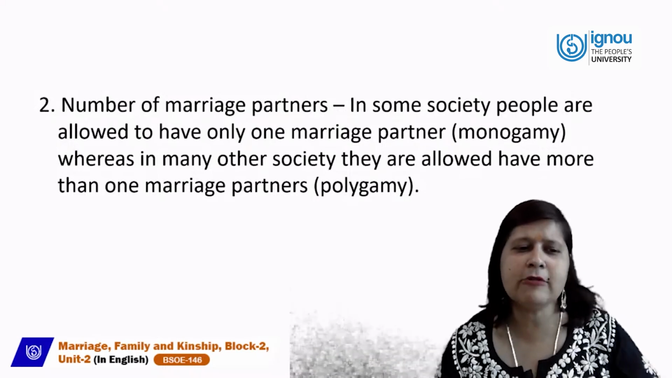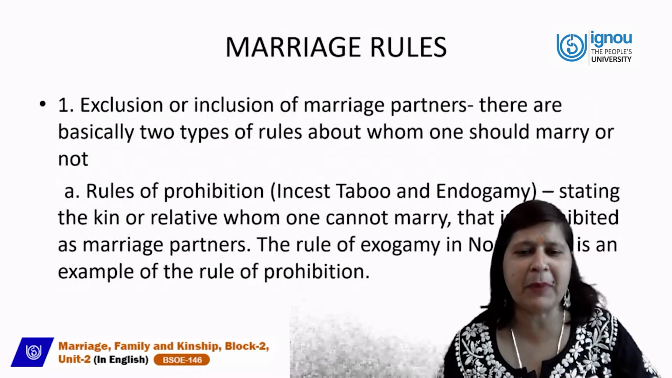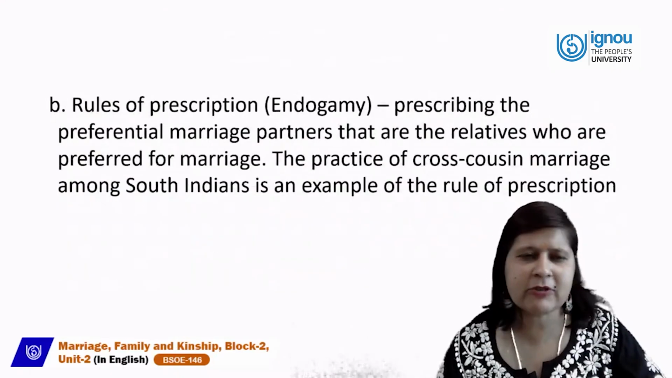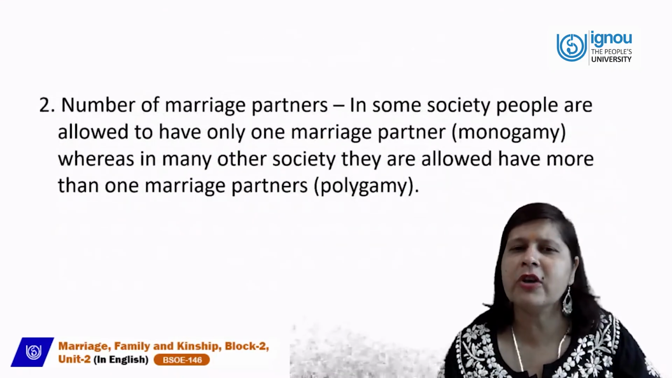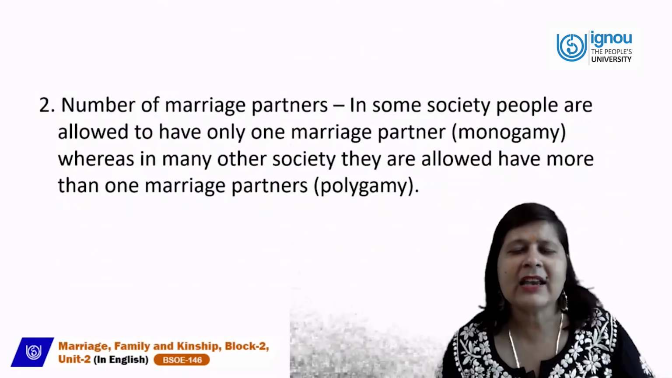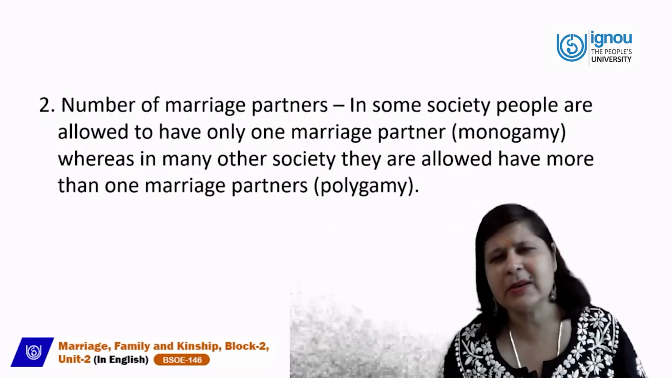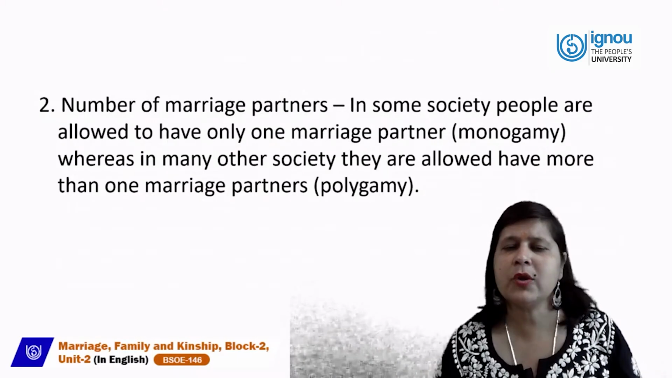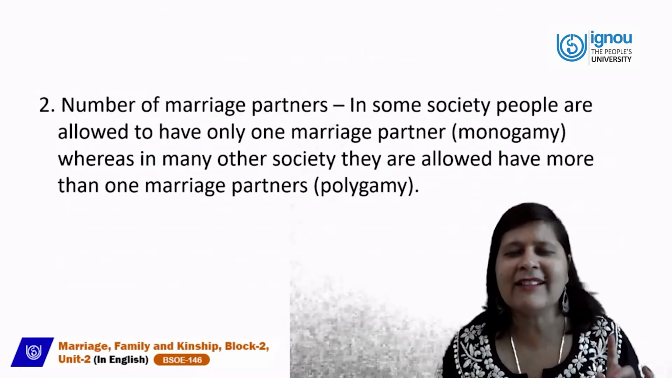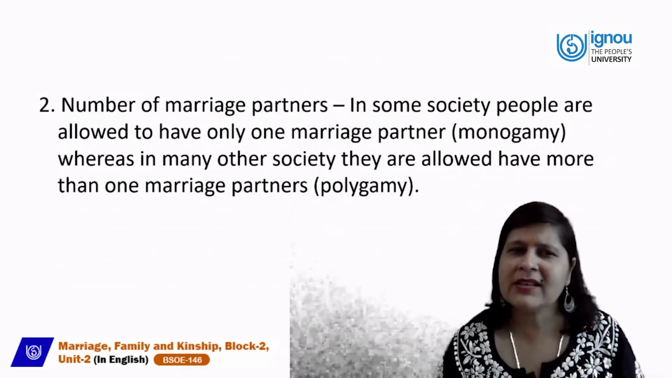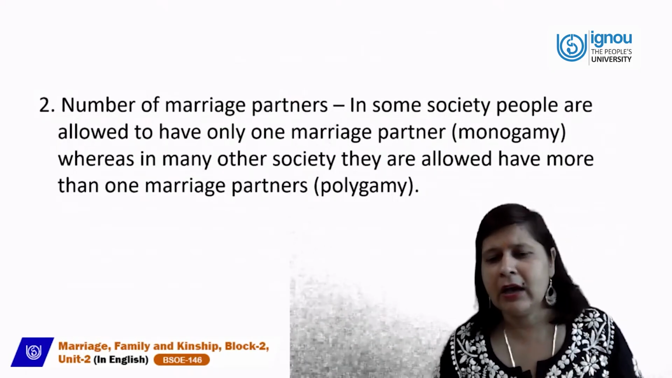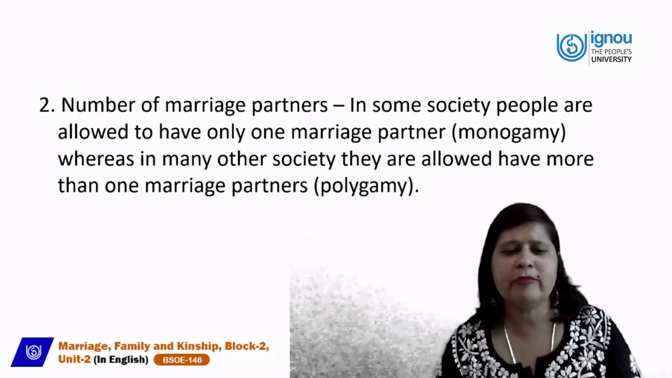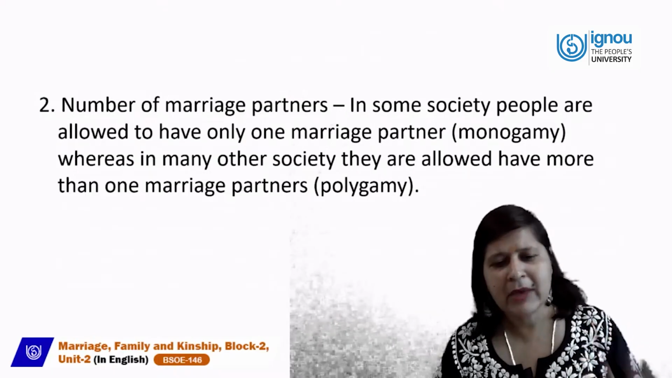And then the second is the rules on the basis of number of partners, right? First was on the exclusion and inclusion of partners, and second was on the number of partners. In some societies, people are allowed to have only one marriage partner, that is monogamy, whereas in many other societies, they are allowed to have more than one marriage partner.